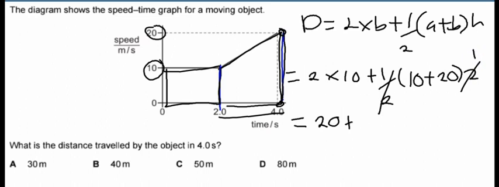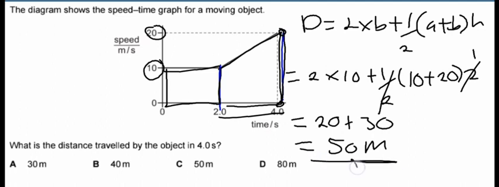Then 10 plus 20, we are going to get 30. So we need to say 30 multiplied by this one here. We are going to get 30. Okay. Then from there now we can conclude by adding these two numbers. 20 plus 30, we are going to get 50. So we need to say 50 meters as C as our answer. So let's move on to the next one.